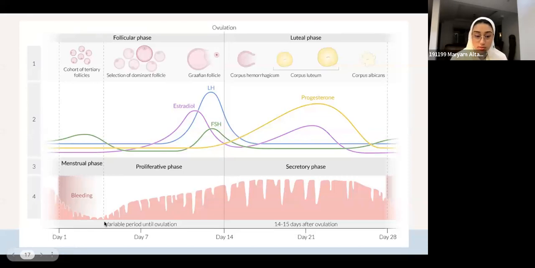This is our menstrual cycle. Then you get your proliferative phase when you select the follicle, and this is basically mediated by estrogen, or estradiol more specifically. Then, if that continues, you have your secretory phase after ovulation, and this is mainly mediated by progesterone, and you can see that here, produced by our corpus luteum.